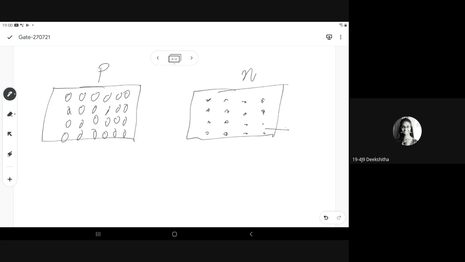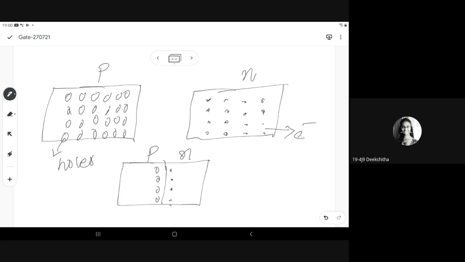So these are electrons, and here I am representing the holes. Okay, so what is going to happen whenever a PN junction diode is formed? When a PN junction diode is formed, there is a higher concentration of holes present in the p-type. Similarly, a high concentration of electrons is present on the n side.